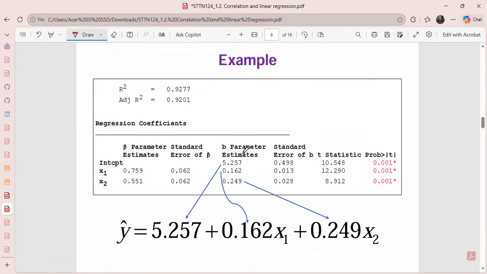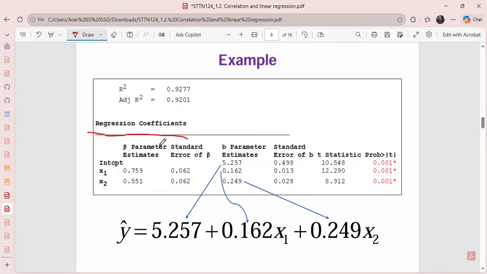Okay, here it is. You'll be given something like this. This is what you call a Stata 1.2 output, but it's not the one that you will see in the exam. This is how your Stata 1.2 output looks. For you to get the equation, you will be given a Stata 1.2 output. Then, if they say they want you to find the multiple regression equation, look at the part of regression coefficients.